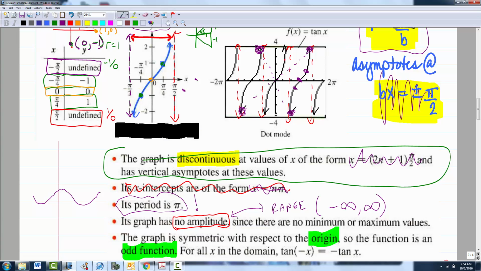Symmetry with respect to the origin, which makes it odd, an odd function.